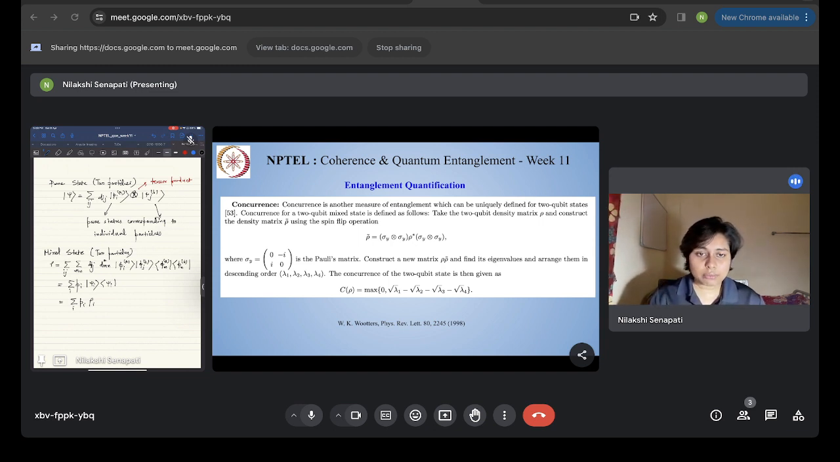What I was saying is that if a two particle state is separable, then it is not entangled. And if it is inseparable, then it is entangled. We will see how this inseparability or entanglement is quantified. There are several methods for doing this quantification, but we will only look at the ones which are more frequently used.